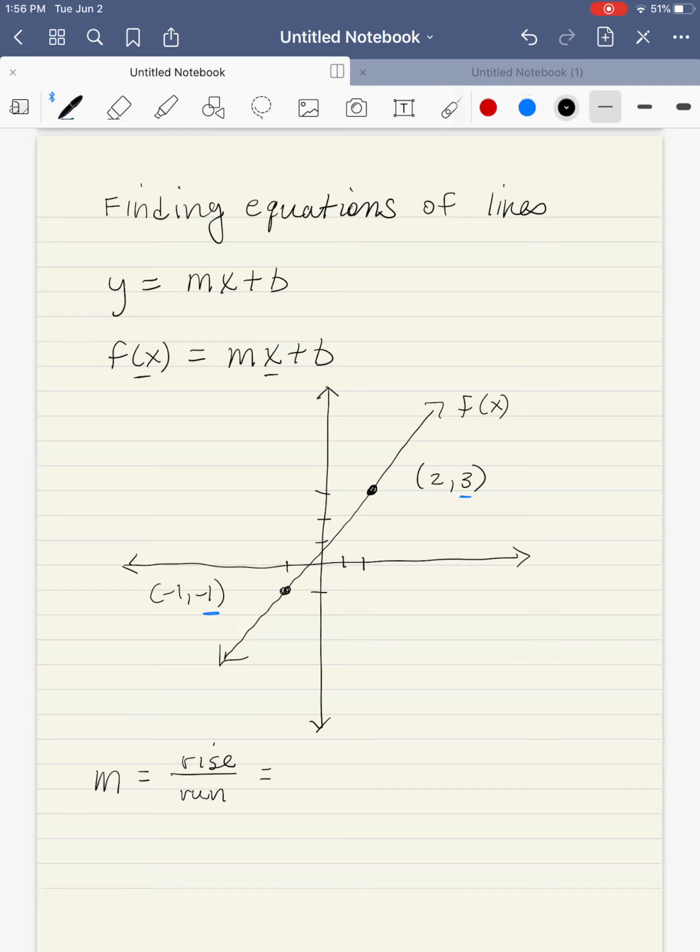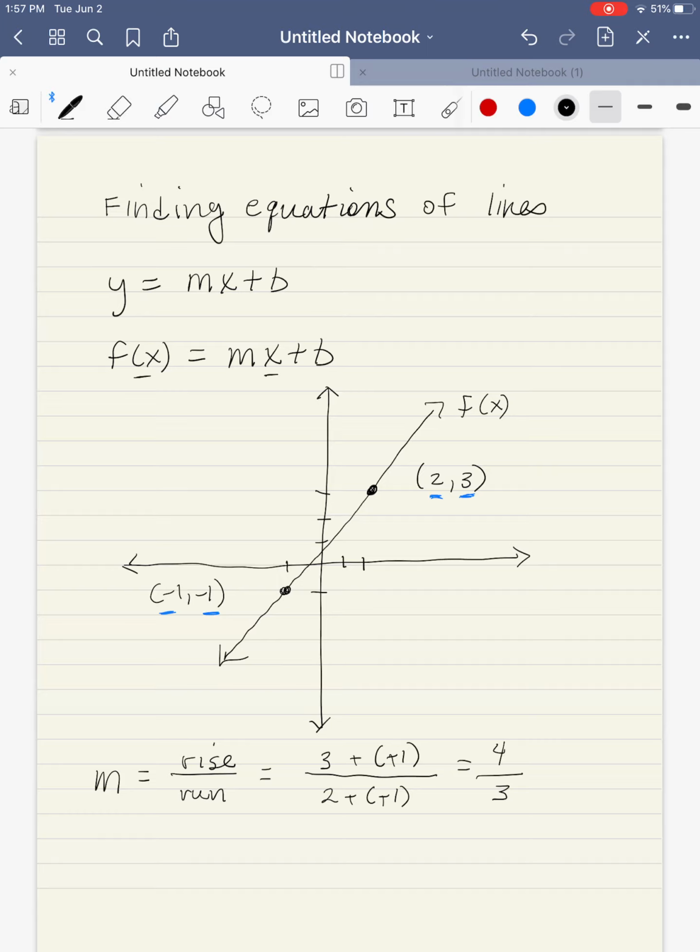So we take our change in y, this y minus this y. So I have 3 minus -1 over my change in my x's, this x minus this x. And I had to start with this one because I started with the y here. You always have to start with the same point. So I have 2 minus -1. So I have 4 over 3. So my slope of the line I'm trying to find the equation of is 4/3.